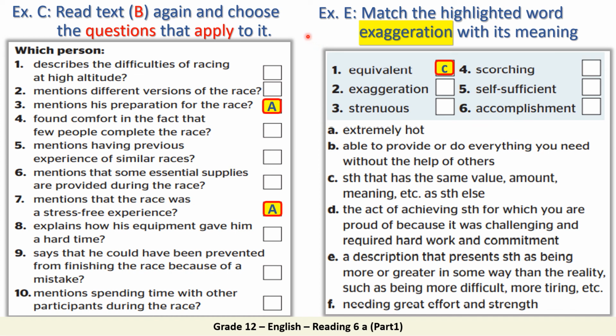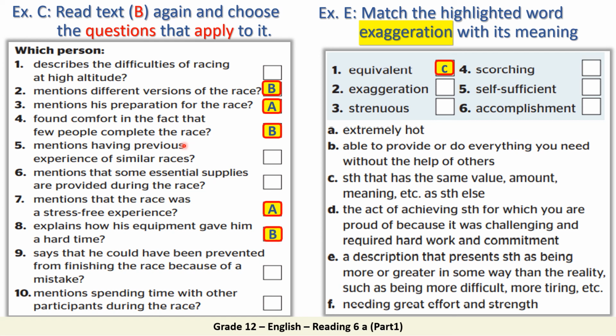Dear students, in the same way, choose the questions that apply to text B from here and choose the meaning of the word exaggeration. Okay, finished. You are right. Question number 2, because he mentioned different versions, different alternatives, if you still remember. And question number 4, right, found comfort in the fact that few people complete the race. We've just mentioned that only 20% of the participants complete the race.